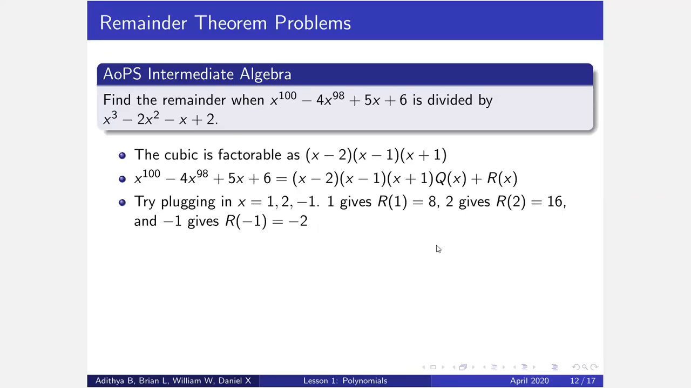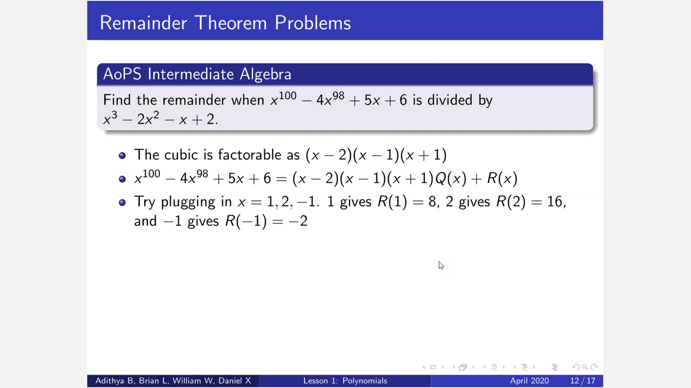so we'll first plug in 1, 2, and -1, and we can get some values for r of x. When we plug in these roots of the cubic, that first term is going to be 0. And so then we just evaluate the left side, and that's going to be equal to whatever r is at those values. So r of 1 is 8, r of 2 is 16, and r of -1 is -2.